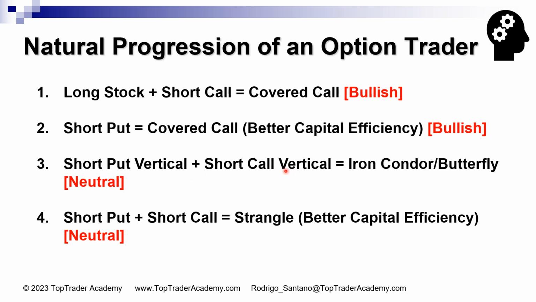Eventually you figure out that the vertical itself takes away from your profit capabilities. It makes your profit smaller because you're buying options too. So you end up with what we just started, the short put and the short call, which is a strangle. And that's better capital efficiency than the iron condor. And it's also neutral. So again, the strangle is what we're going to discuss today, which is simply a short call and a short put.